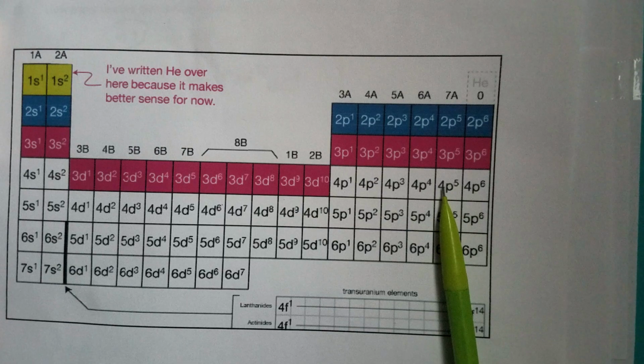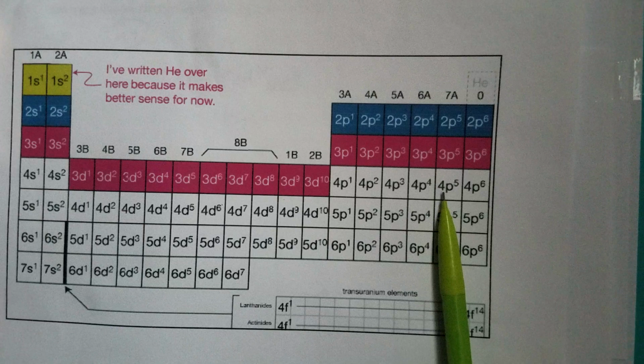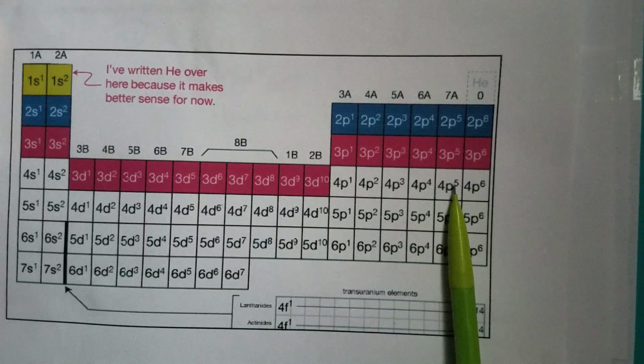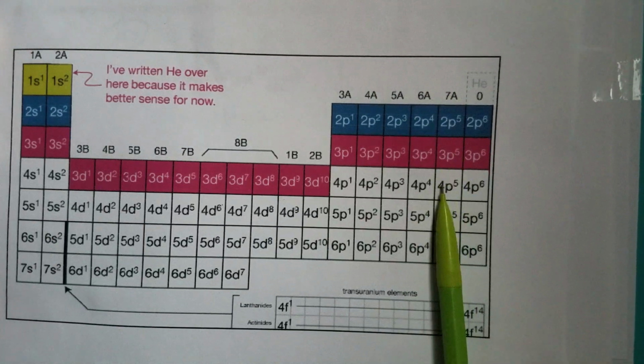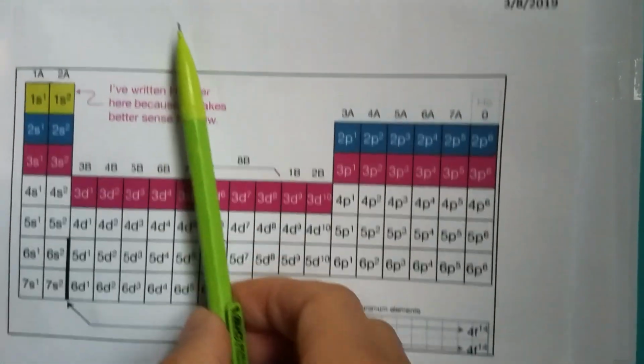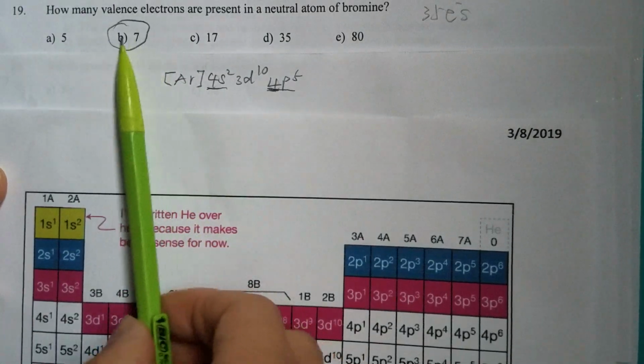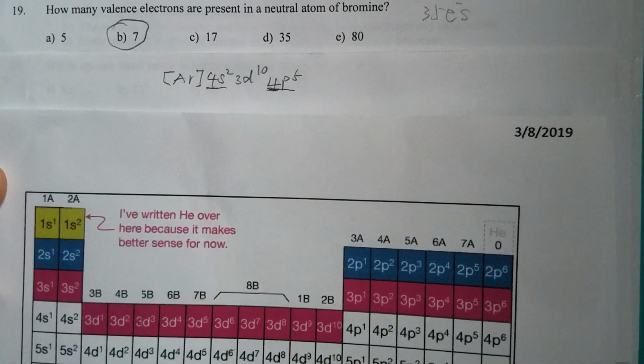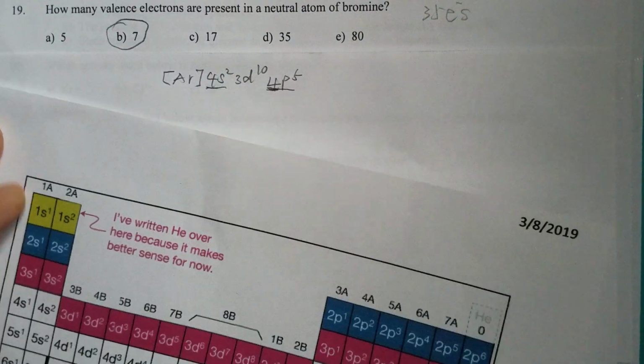Therefore, if we look at bromine, it should be in this position. So 35 atomic number and also 35 electrons for the atom, and that's why you see it's in the 7A. That's also why it should have 7 valence electrons.